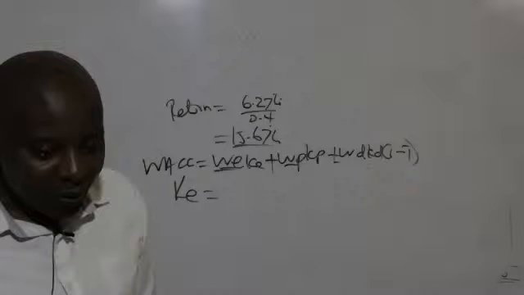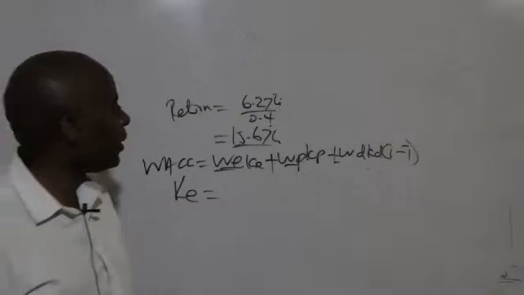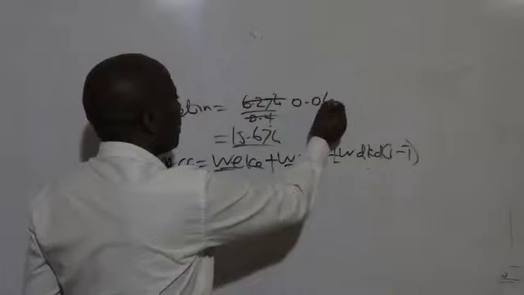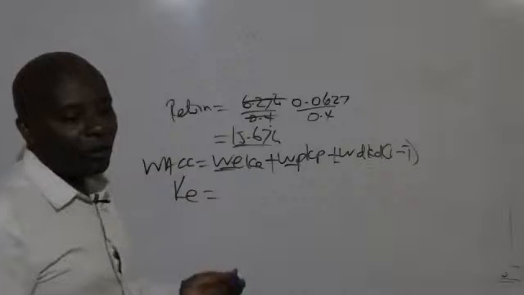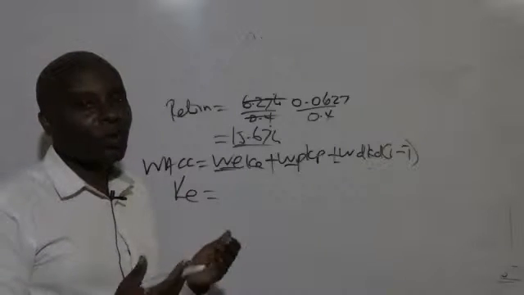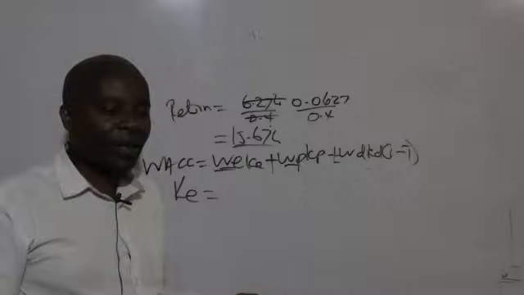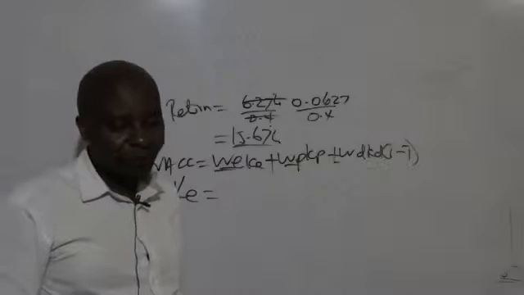Why are we not using 0.06 in this question? No problem. You just come and use 0.0627 here. You divide by 0.4. And then at the end of the day, whatever you get, to convert it to a percentage, multiply by 100. You'll still end up getting the same answer.